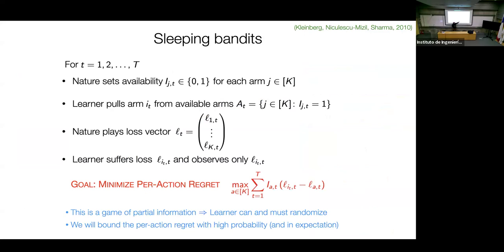If you look at this and you think about the learning algorithm, it turns out because of things being adversarial, the learning algorithm will need to randomize. And because the I_t's are going to be random, we're going to be proving high probability bounds of this quantity. So we would like to know that with high probability, this per action regret is not too large. Okay, so that's what we're going to do.